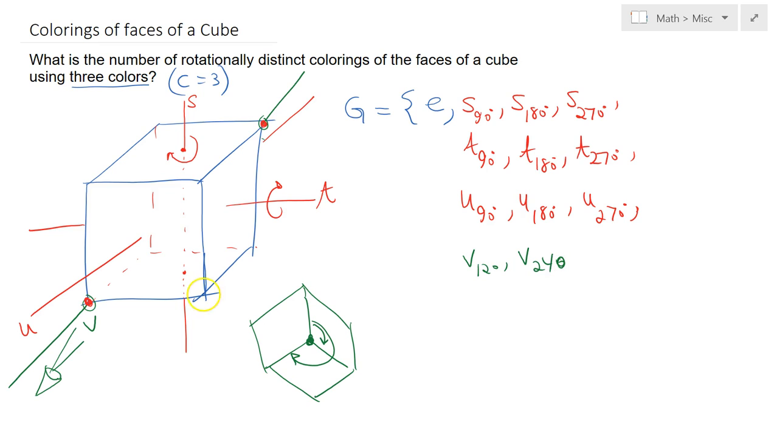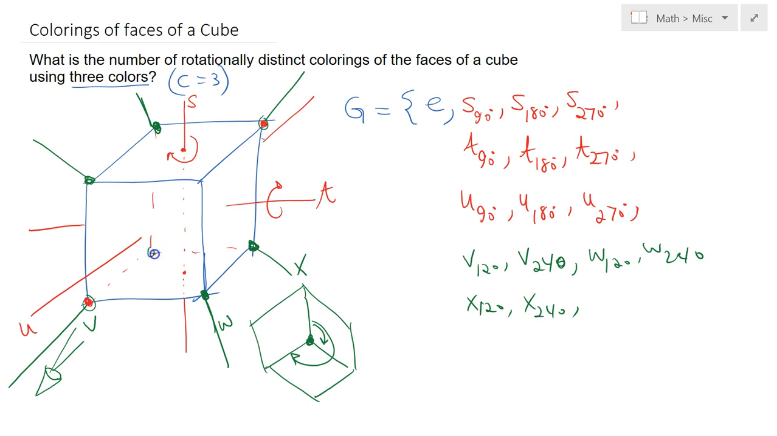In a similar way, I can take this vertex with its opposite. There will be a symmetry axis here. I can call this one W. So we will have W of 120 and W of 240. And I would have two more pairs. So this one and this one here: X, with X of 120 and X of 240 degree rotations. And finally this one and this one here. Let's call them Y of 120 degrees and Y of 240 degrees.